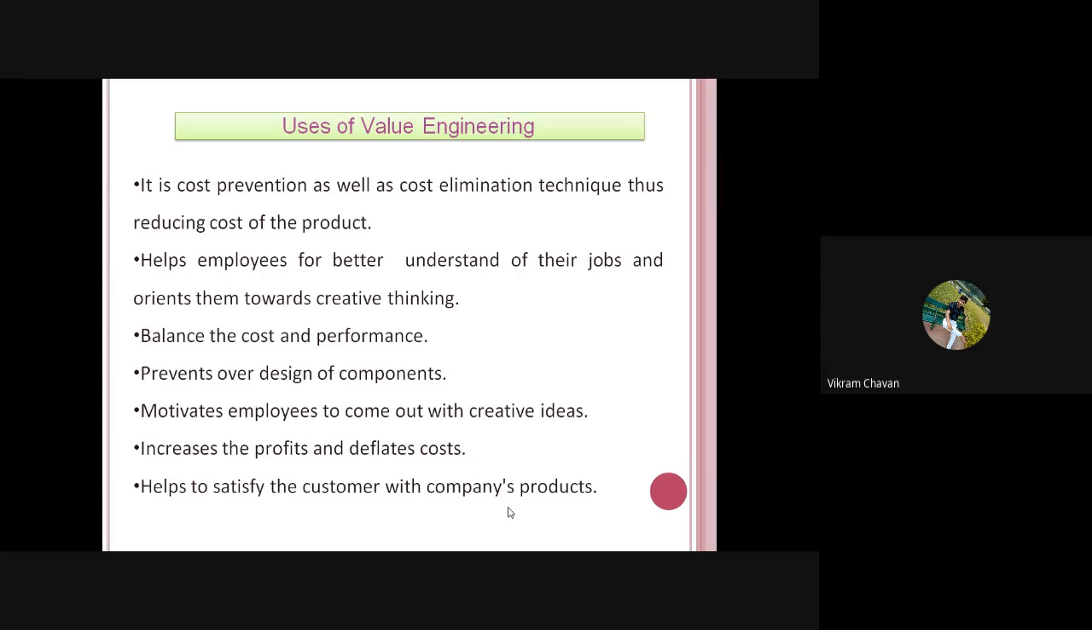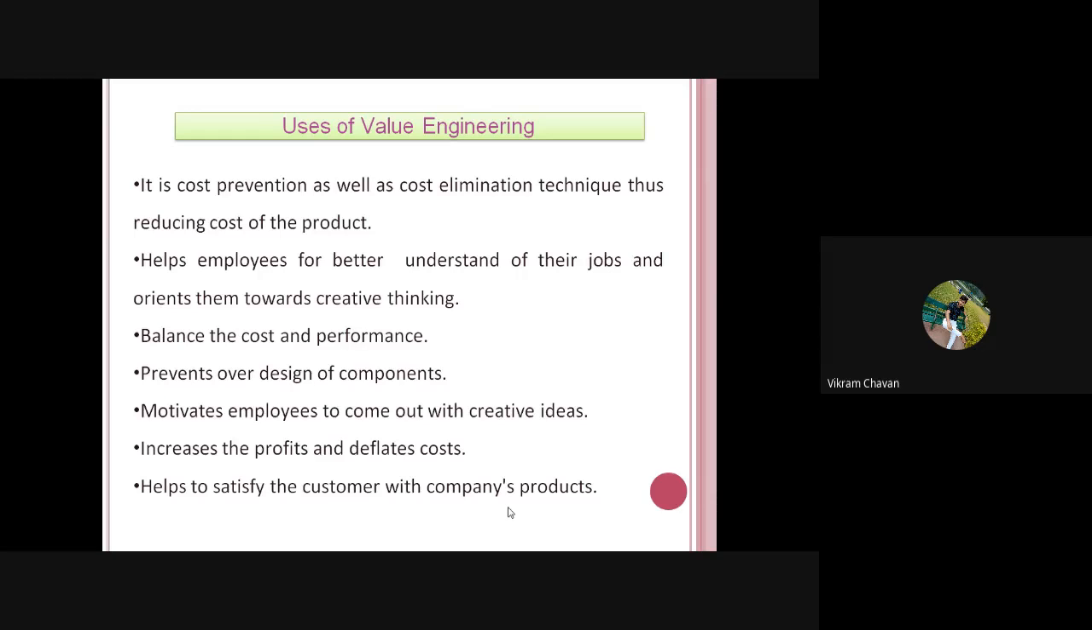We also know that if the valuation is good, it will be helpful to the salesperson to sell that particular product in the market. Then it will balance the cost and performance. Performance and cost should be balanced so that the product looks attractive and customers are attracted more to our product. So the cost performance ratio should be balanced, and this will happen by using value engineering.